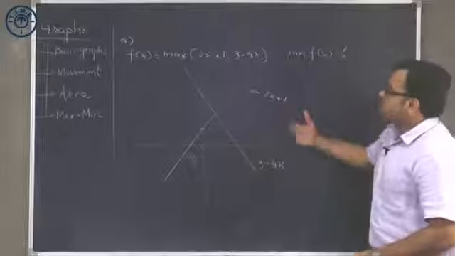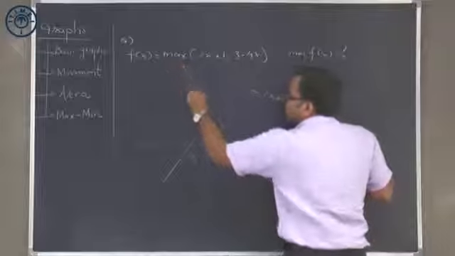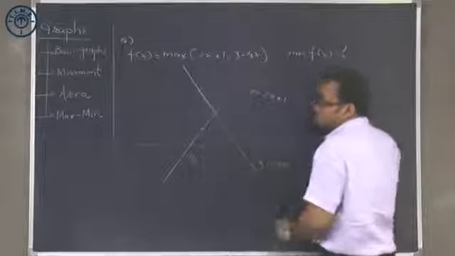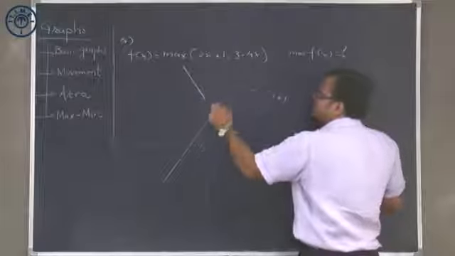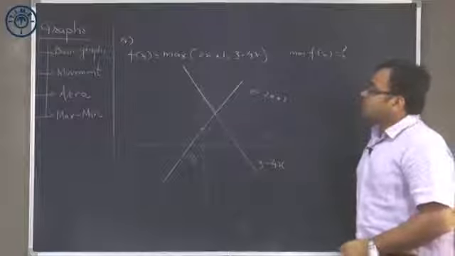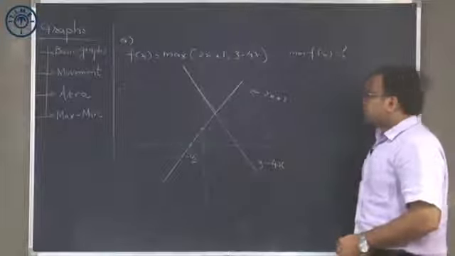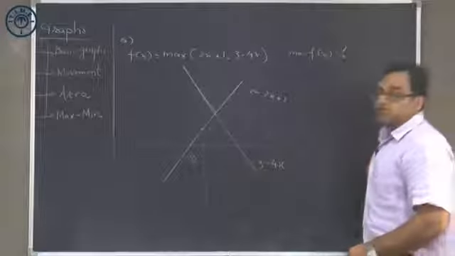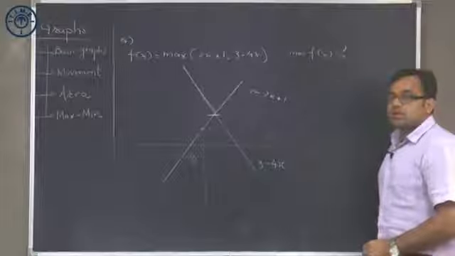Because it is maximum of the two graphs, that means that as long as this value is higher, we will take this, and after the intersection, this becomes lower, this becomes higher, so we will take this. So this will be finally the graph of max of 2x plus 1 comma 3 minus 4x. The question is, what is the minimum value of f of x? Very clearly, the minimum value will happen when these two are intersecting.